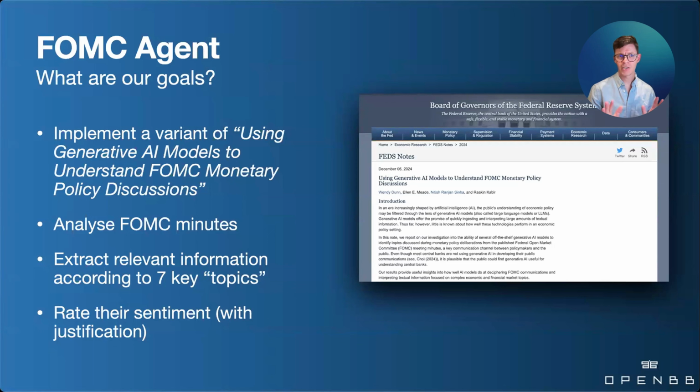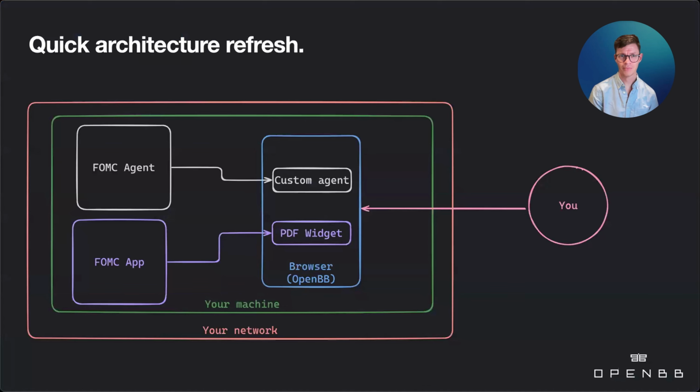Long story short, basically what the FOMC did is they did some experimentations with LLMs to analyze FOMC minutes, where you extract the relevant information according to these 7 key topics that they chose. And what we're going to do in addition to that is not just extract and categorize these pieces of information that are relevant, we're also going to rate their sentiment, whether they're positive, neutral, or negative, and also explain why they got that rating. So we're going to take what the FOMC published here and we're going to take it one step further. And doing this is less than 100 lines of Python.